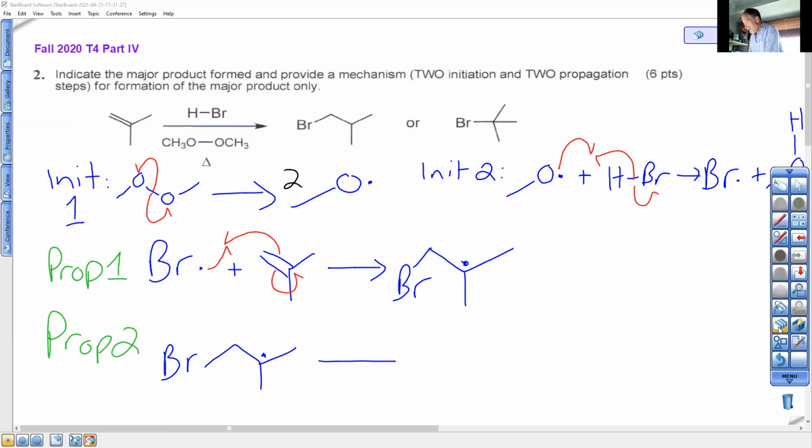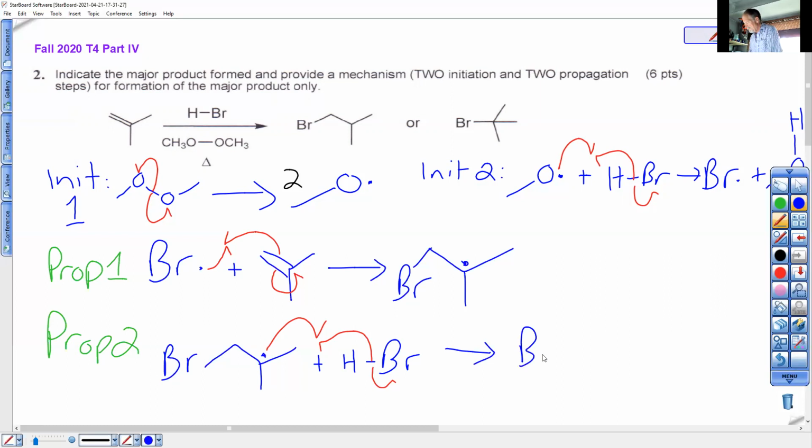Oh, let's show HBr. Oh, well, let me move it. All right, fine. HBr. It hooks up with the hydrogen. Br dot is generated. That's good. You need Br dot to do your second round of prop 1.